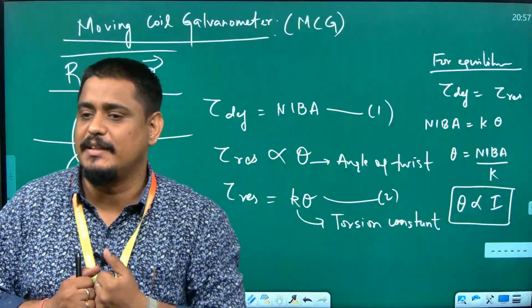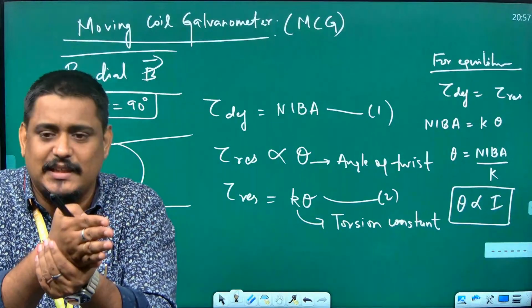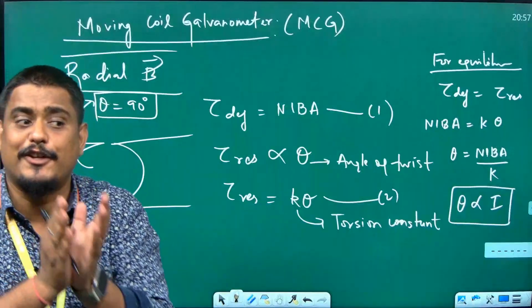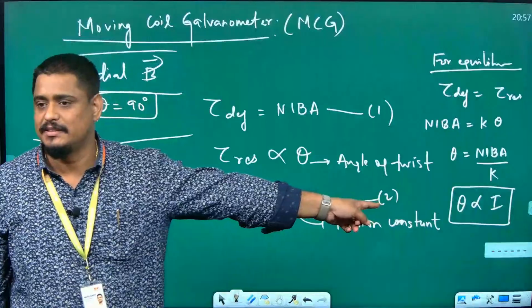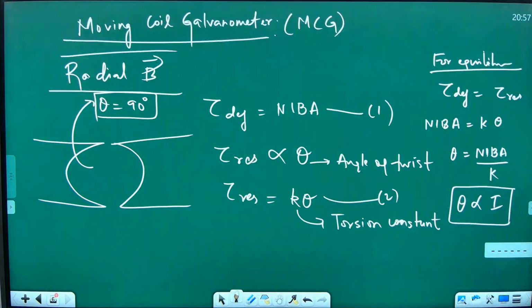How can you measure the current? If less current is coming, my deflection should be less. If more current is coming, more deflection. So I want my deflection to be proportional to current, and I got it by this. So first you copy this. One small thing is there. First you copy this fast. I don't have a board.